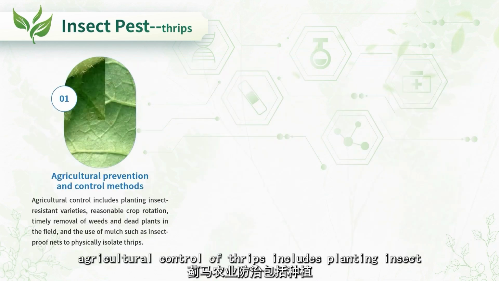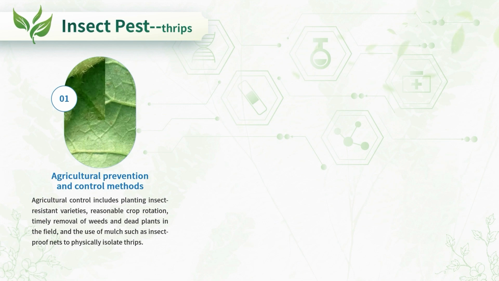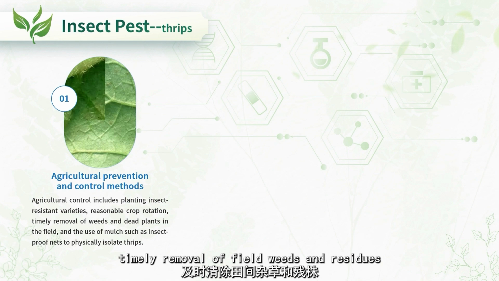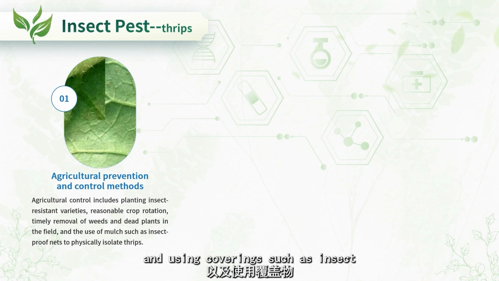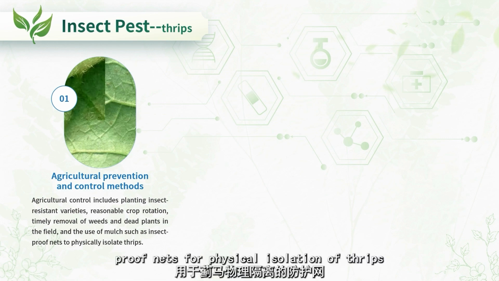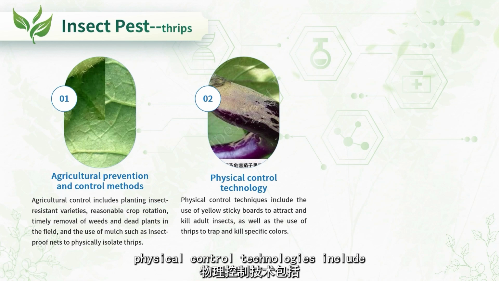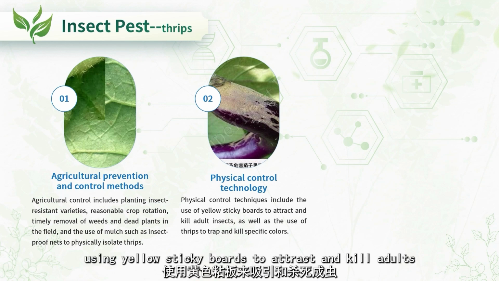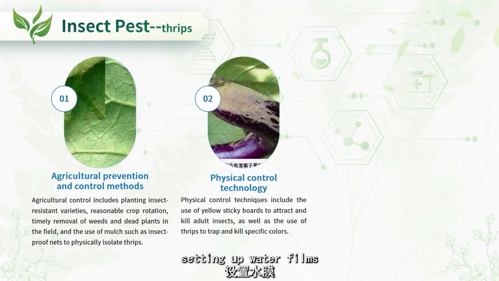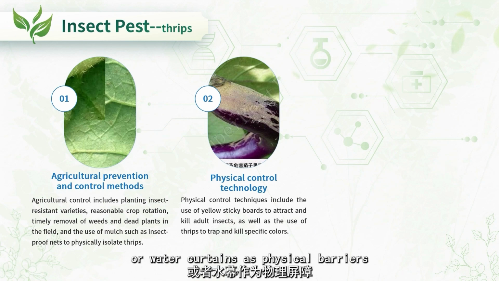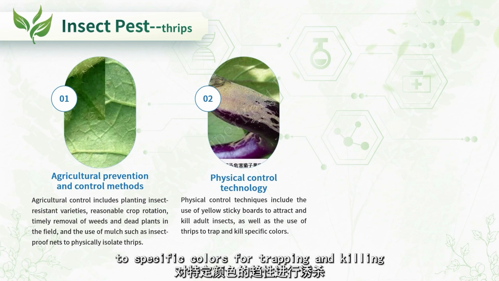Agricultural control of thrips includes planting insect resistant varieties, reasonable crop rotation, timely removal of field weeds and residues, and using coverings such as insect-proof nets for physical isolation of thrips. Physical control technologies include using yellow sticky boards to attract and kill adults, setting up water films or water curtains as physical barriers, and using the thrips tropism to specific colors for trapping and killing.